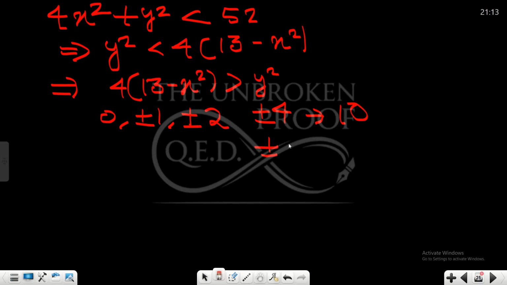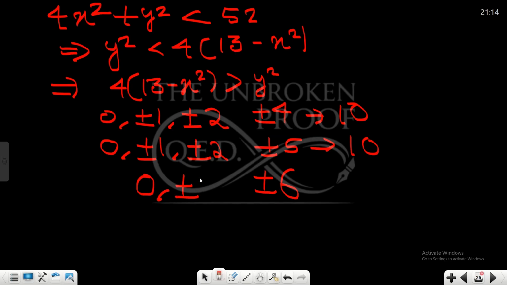Now if you take y square as plus minus 5, here you will get 0, plus minus 1, plus minus 2, because plus minus 2 will give you 36, and this is 25. Here also you will get 10, and if you take plus minus 6, here you will get 36, so you cannot take plus minus 2, so you are left with 0, plus minus 1.